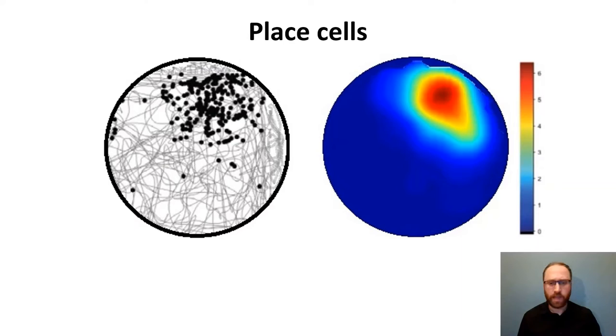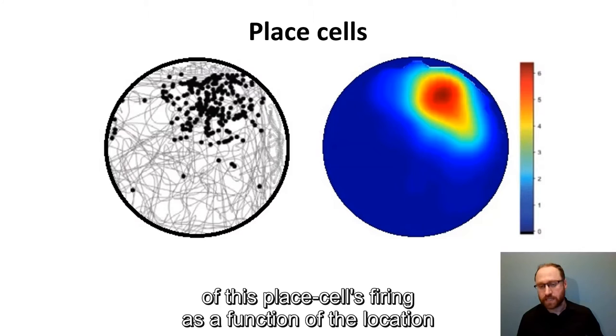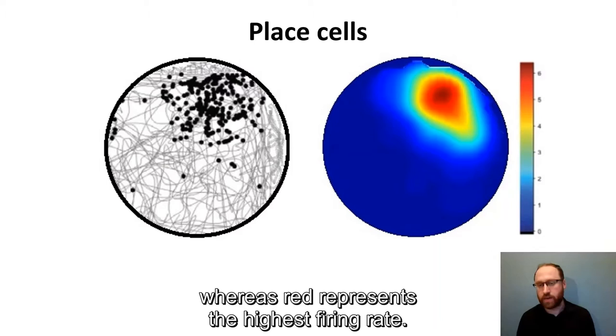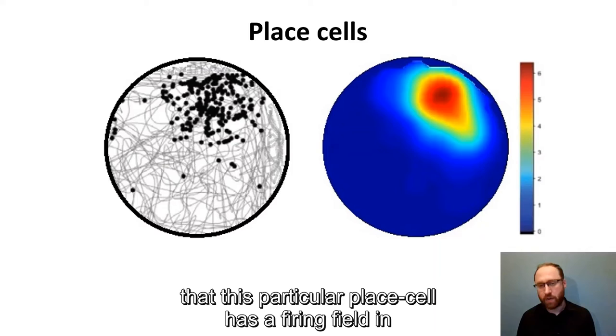On the right-hand side, you have a representation of this place cell's firing as a function of the location of the subject in the environment. So blue represents a very low firing rate, whereas red represents the highest firing rate. So it's basically just a very neat way of seeing that this particular place cell has a firing field in the top right area of the environment.